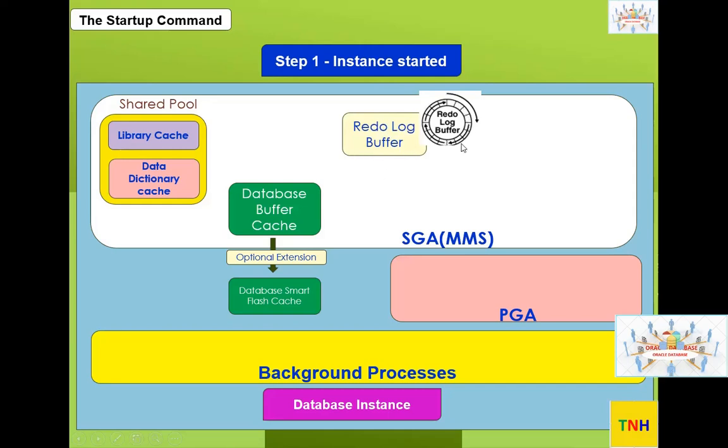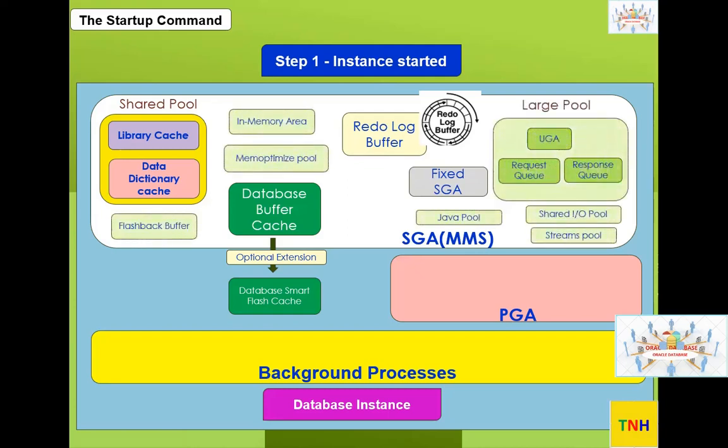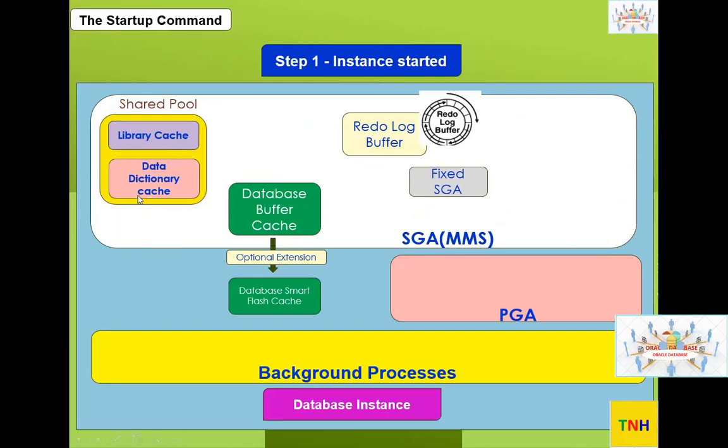Redo log buffer is a circular buffer. That's why I have indicated it like this. Let's try to understand in more detail. The circular buffer is the log buffer, and then comes the fixed SGA, and after that we have these, which are compulsory actually. The shared pool must be there.